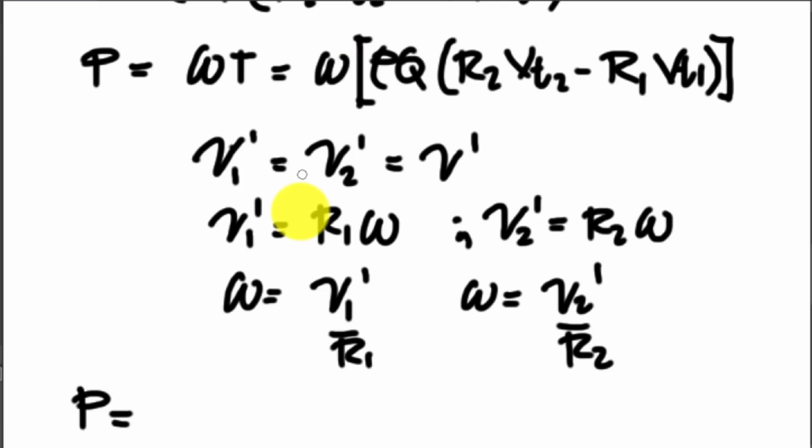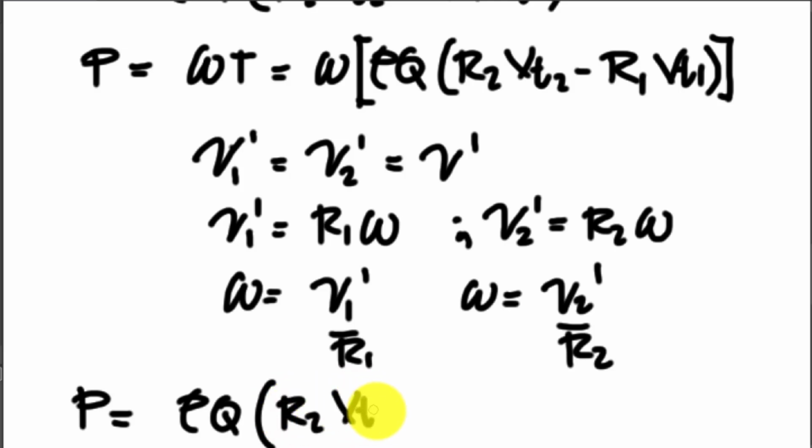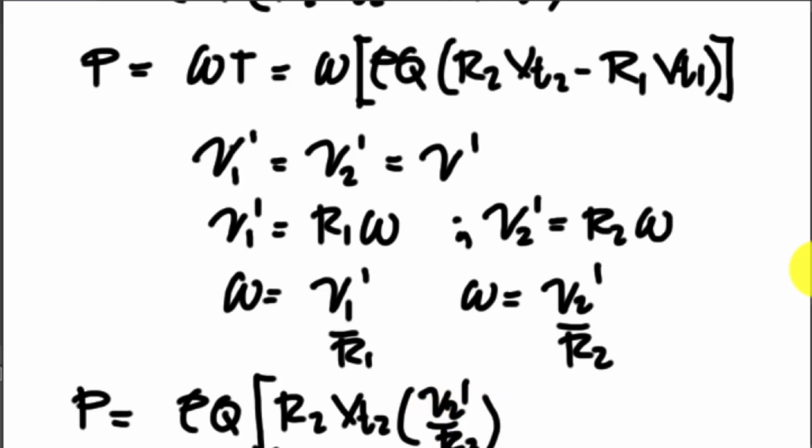Now, substitute this in the equation, so we can rewrite your angular velocity. Multiply these values: the density, the volume flow rate, and this is the radius 2 and tangential velocity 2. Let me change this one as a bracket. That will be radius 2, tangential velocity 2, multiplied by the angular velocity, which will be velocity 2 prime divided by my radius 2. Okay?